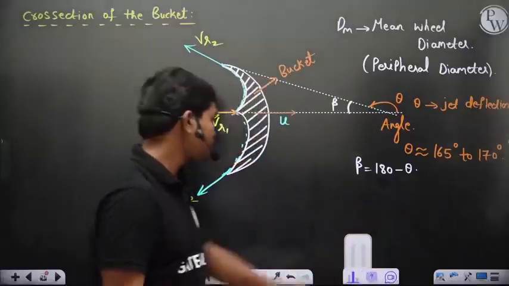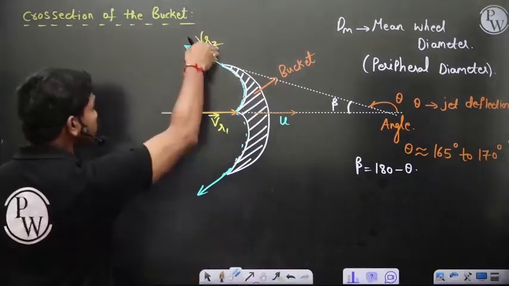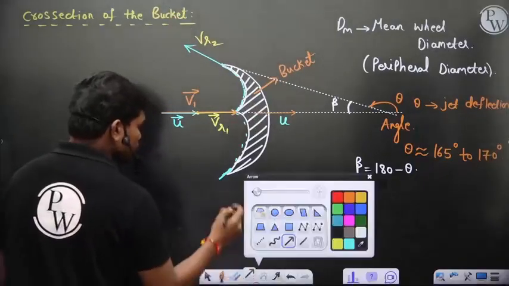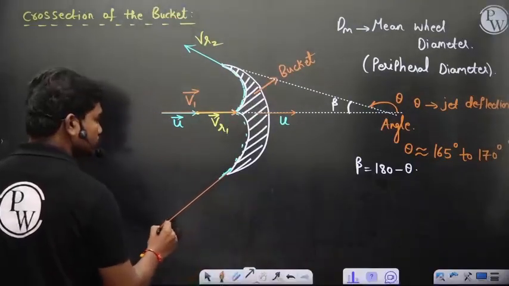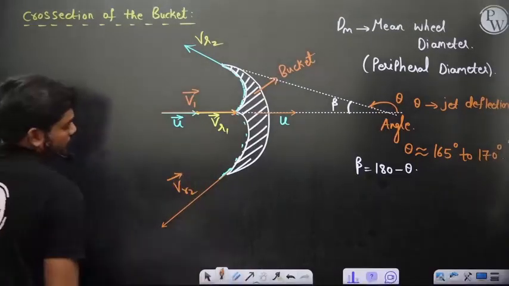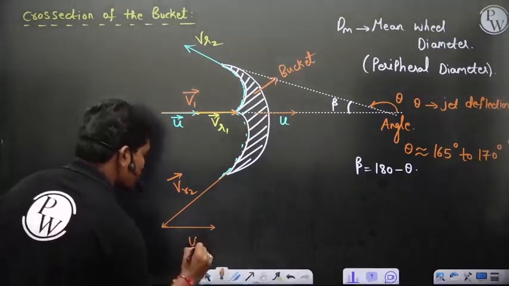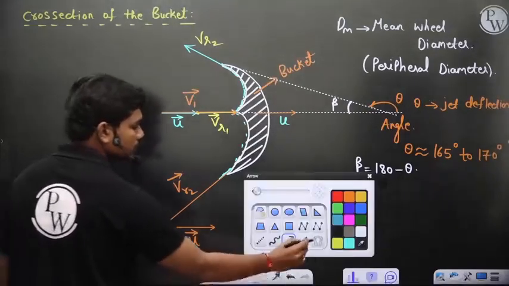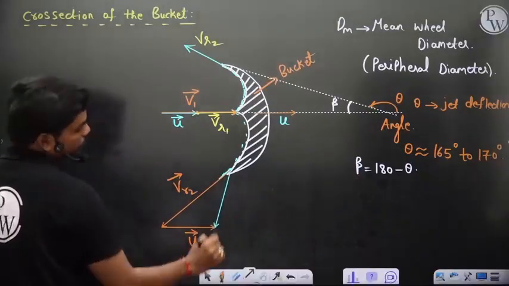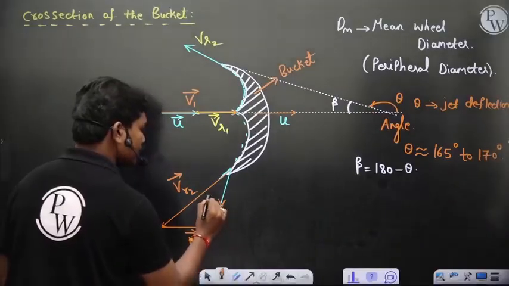Now let's see at the exit what happens. Let's say, for example, you take this as the exit. You can do the top also, but there's no space, so I'm doing the bottom one. This is something like VR2, correct? This is VR2, and you also have u here still in this direction. So what would be the absolute velocity in this case? The absolute velocity is going to be v2, something like this.